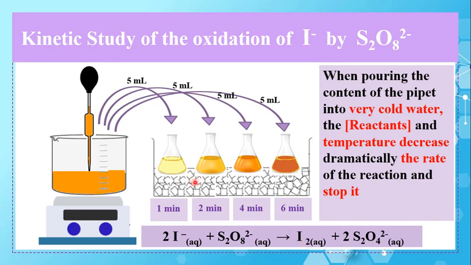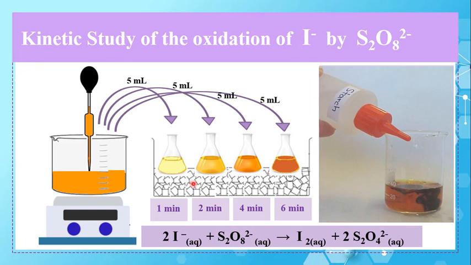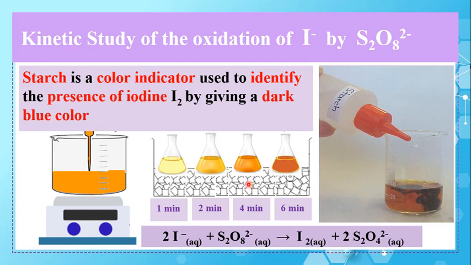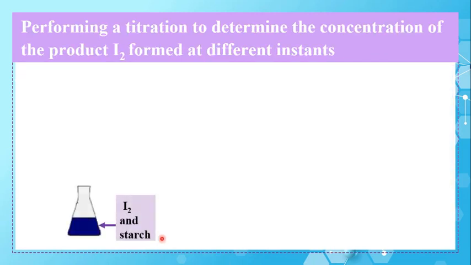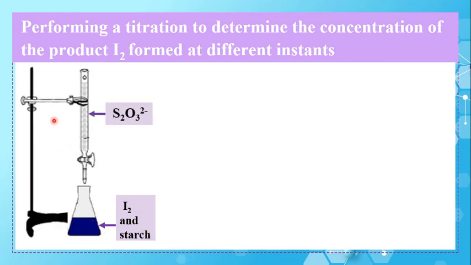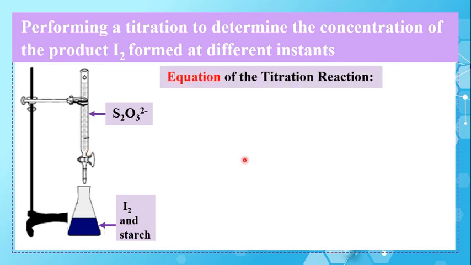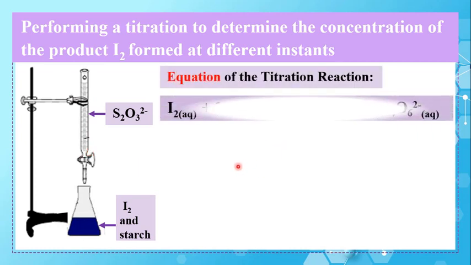Now, I2 produced in each Erlenmeyer will be determined by titration, but before we have to use a color indicator, which is starch. So, starch is added to each Erlenmeyer to give a dark blue color. Now, this is our Erlenmeyer that contains I2 and starch. This is the setup of titration. S2O3 2- thiosulfate ions are put in the burette. The equation of the titration reaction is the following.